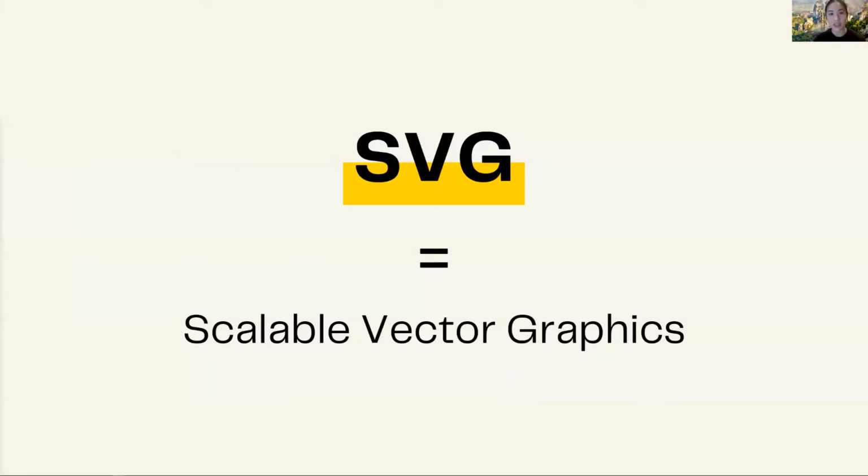So what is an SVG? SVG stands for Scalable Vector Graphics. It is essentially a type of graphic format, just like JPEG and PNG, but it has certain properties which make it particularly useful when dealing with graphics for web development.